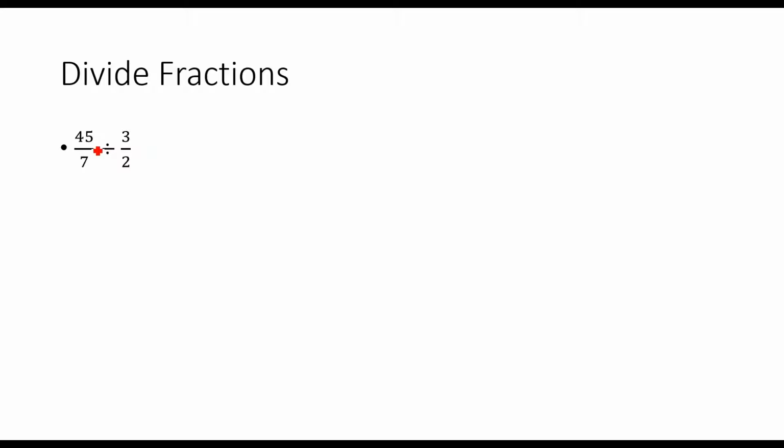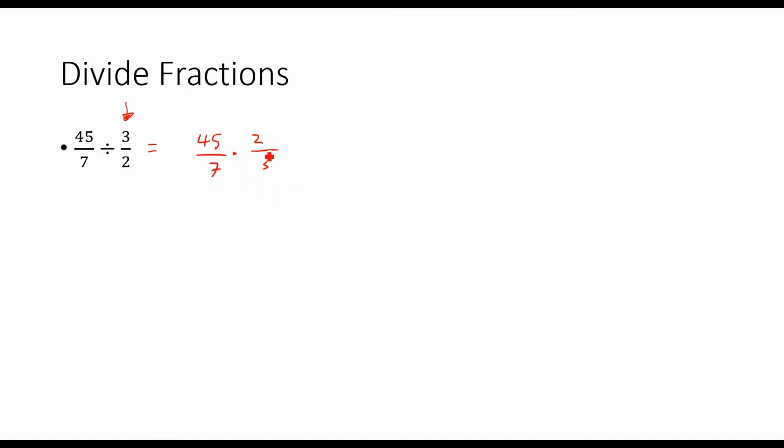We have 45 divided by 7 divided by 3 over 2. Remember, the fraction bar just means it's division. So this is like 3 divisions in one. So what we're going to do is, again, take that second fraction and flip it over. So instead of having 3 over 2, we're going to have 2 divided by 3. We're going to have 45 over 7 over here.